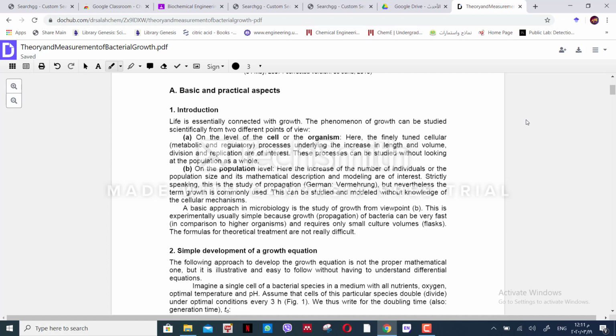Phenomena of growth can be studied scientifically from two different points of view. The first view is at the level of the cell or the organism. Here, the finely tuned cellular, metabolic and regulatory processes underlying the increase in length and volume, division and replication are of interest. So what interests us here is division of cells and duplication.